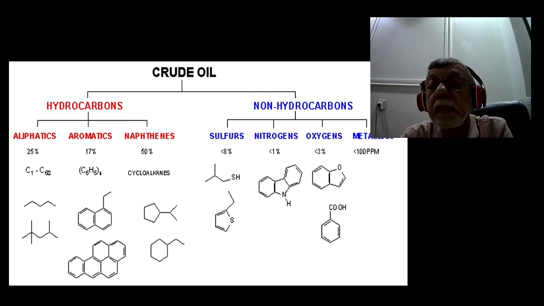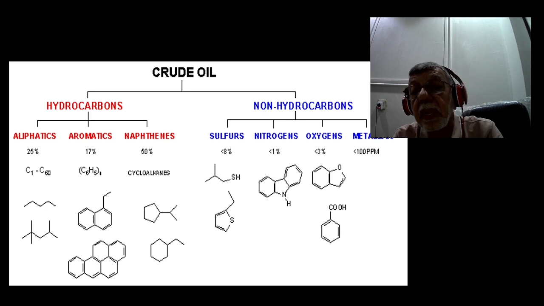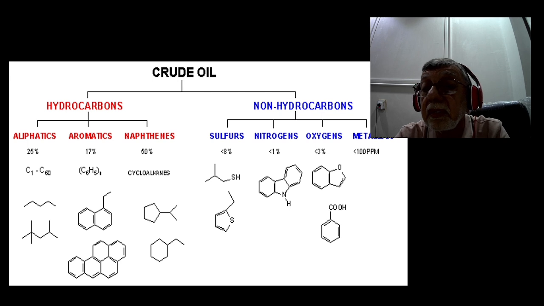So there are also non-hydrocarbon compounds, like sulfur, nitrogen, oxygen, and metallic. But these are not free elements. The sulfur is not free, and neither are nitrogen and oxygen. They become sulfur compounds, nitrogen compounds, oxygen compounds, and metallic compounds. So sulfur is up to about 8% weight percent, nitrogen less than 1%, oxygen less than 3%, and metallic less than 100 ppm.